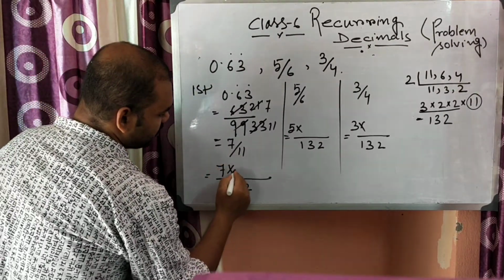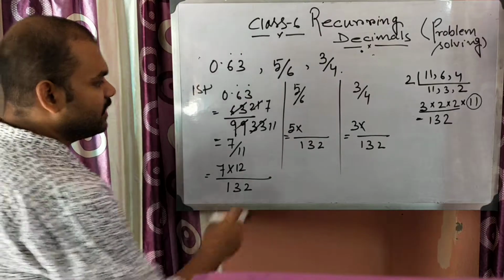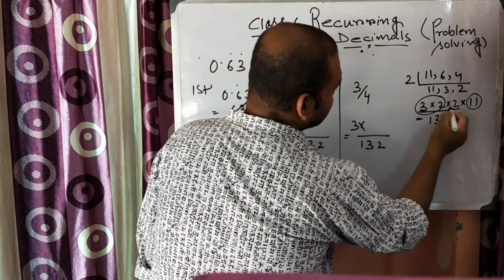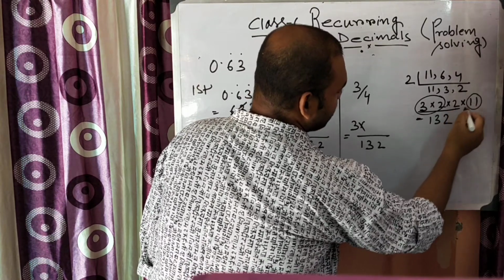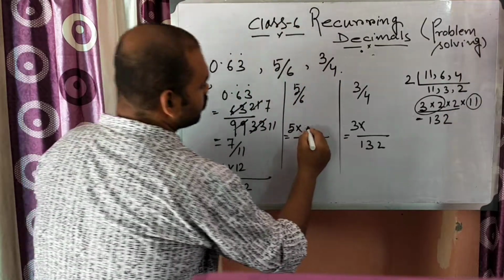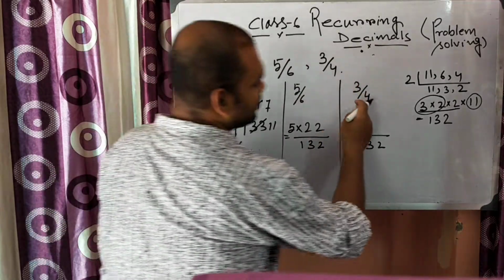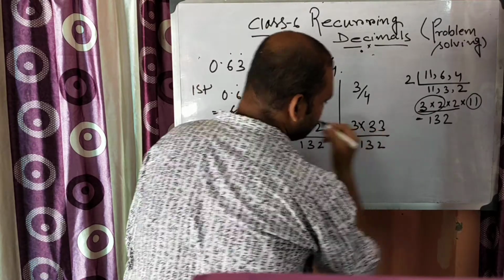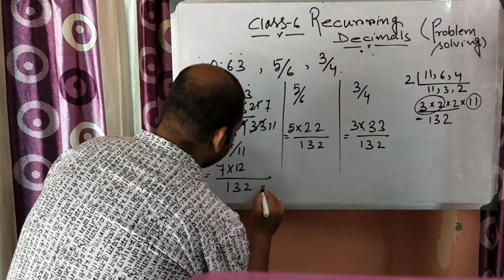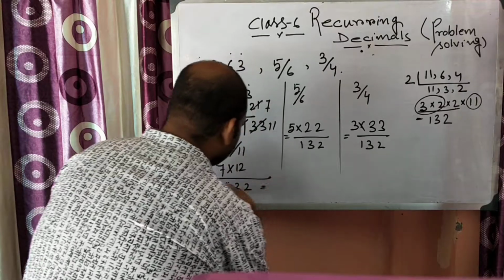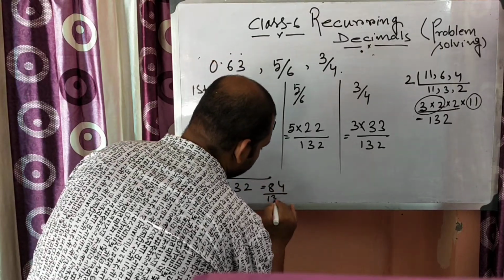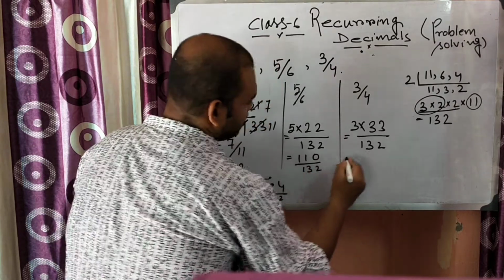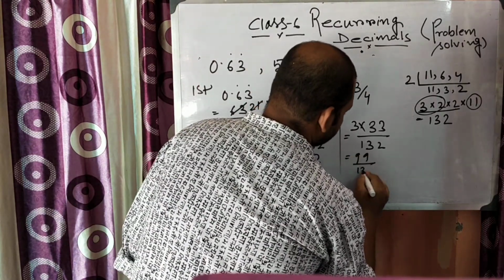So 7 should be multiplied with 12. Here 6, so if we take 6, then what remains? 2 and 11, so 2 into 11 is 22. Multiply by 22. Next, here 4, so 2 twos are 4. What remains? 3 and 11, so 33. We need to multiply. So 7 twelves are 84 by 132, then 110 by 132, and here 99 by 132.